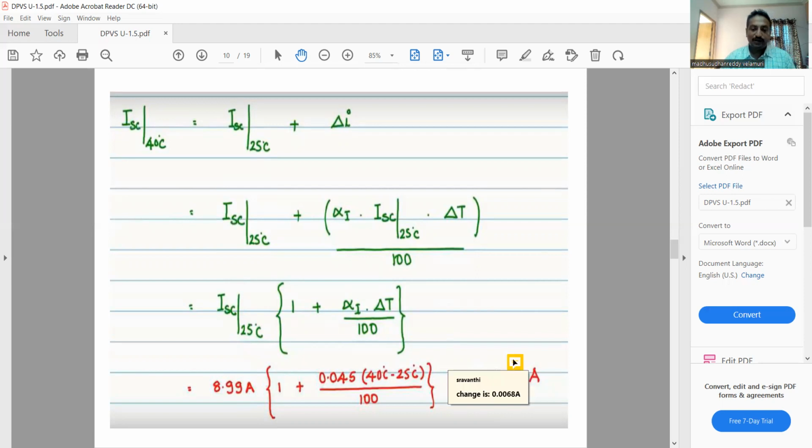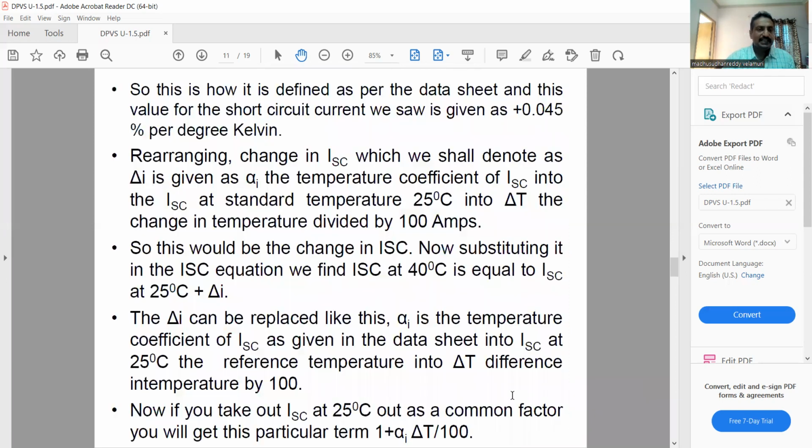How much change? 0.0068 amperes. You can understand that when the temperature increases, the short circuit current increases, but how much? 0.0068 amperes increases for 40 degrees centigrade. If the temperature changes, this 0.0068 also changes to other values. Okay, fine. You understood that? Then you'll come back here. Now, that is the explanation here.